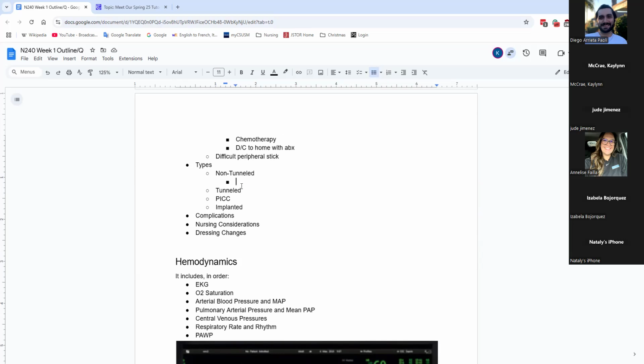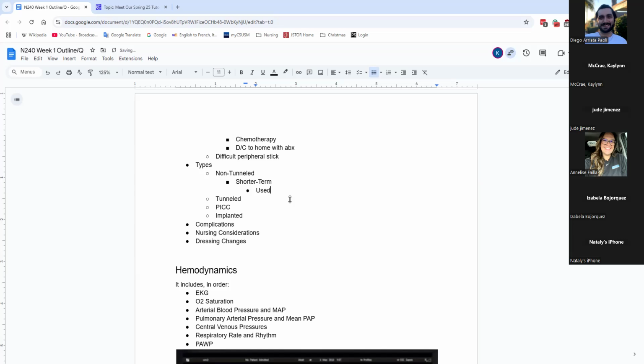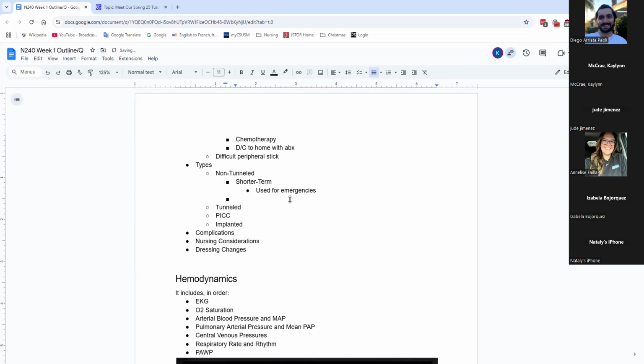So 3 lumens for ER situations. Just keep launching whatever ideas, whatever thoughts you have, and I'll write the ones that I think are the most basic, simple stuff to keep in mind. So this is more shorter term and usually used for emergencies. You can just place it. What else? Easy to remove. Some have a higher risk of infection. Yeah, that's a higher risk of infection for sure.